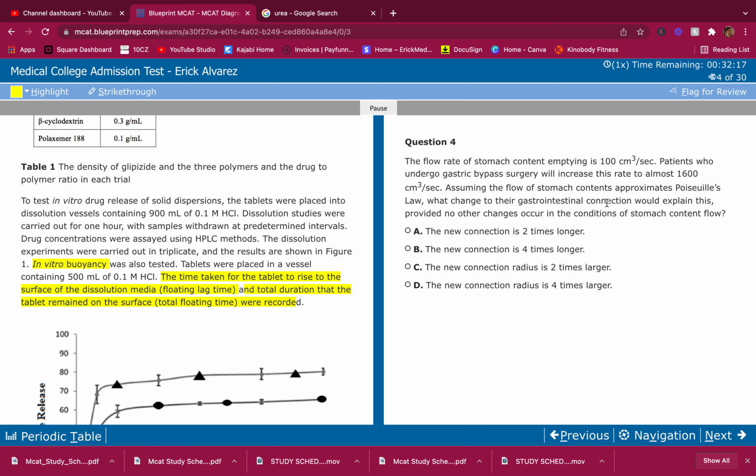Ooh, that's pretty low yield. What changes to their gastrointestinal connection would explain this, provided no other changes occur in the conditions of stomach content flow? Poiseuille's law. Who knows it? Q equals pi radius to the fourth times the change in pressure over 8, and then you have this letter, eta, which is viscosity, times L, which is the length. We went from 100 to 1600, so we multiplied it by a factor of 16. The radius is R to the fourth.